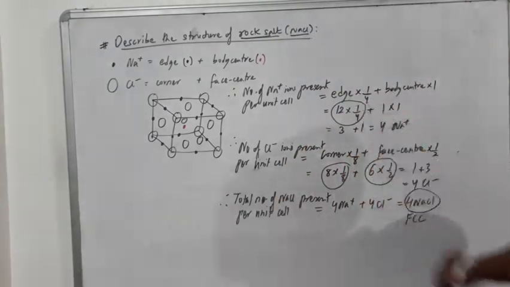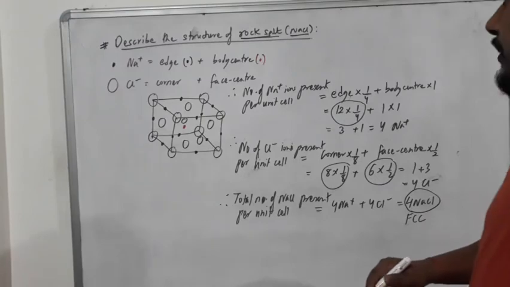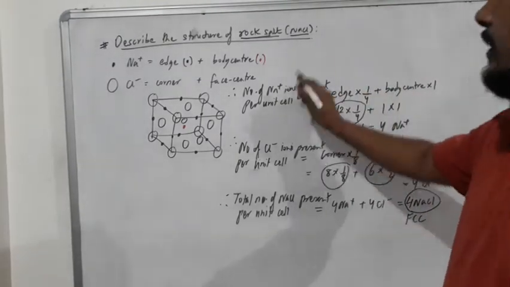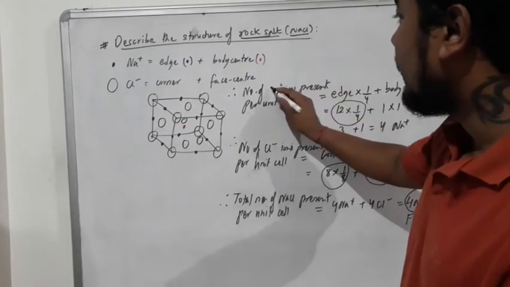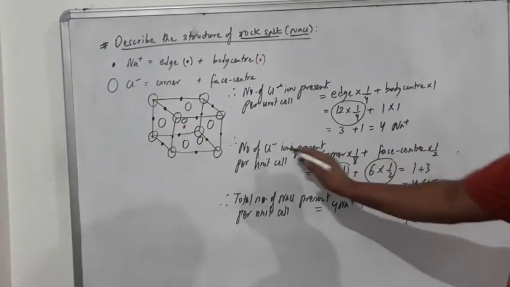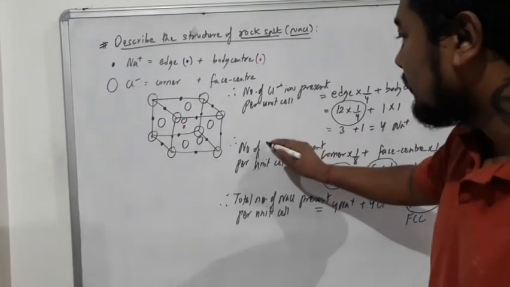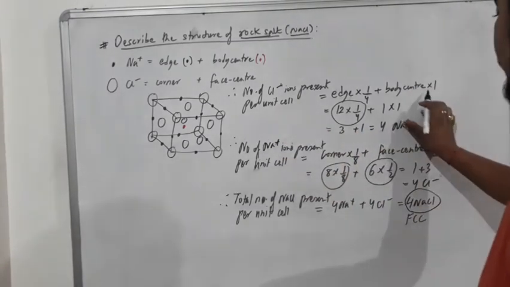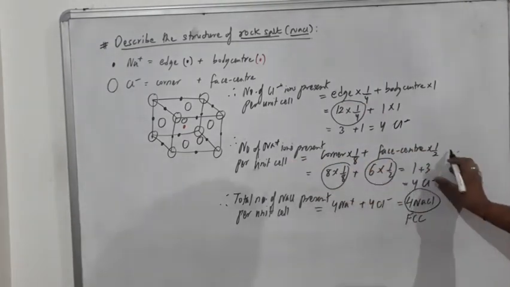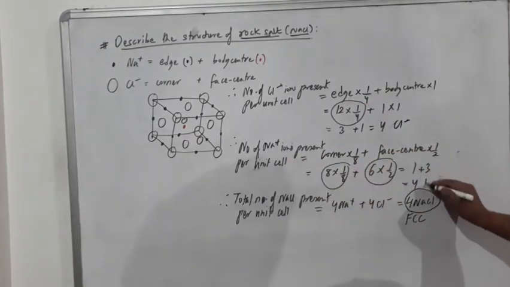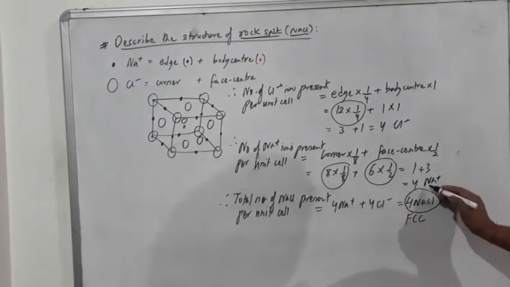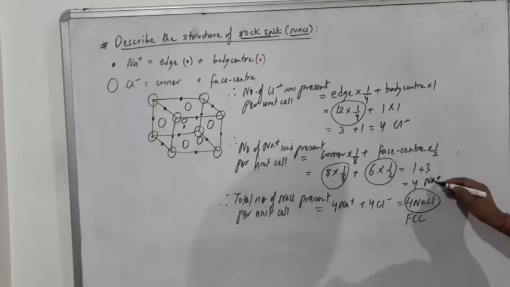Here some students make a mistake. What they do is this: who is actually in the edges and body center? Sodium ion. But they write chloride ion. Who is present in the corner and face center? Chloride. But they write sodium ion. And if they do so, the number of chloride ions will again come 4, and the number of sodium ions will also come 4. As a result, the number of NaCl will also come 4 plus 4, which is 4 NaCl.